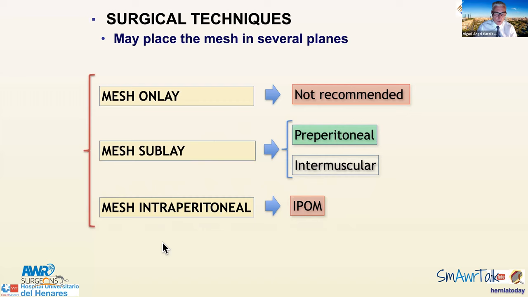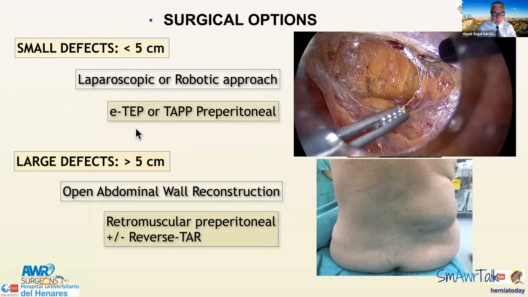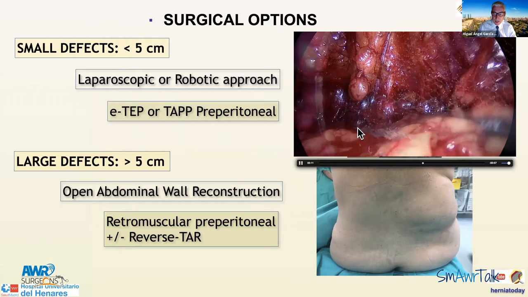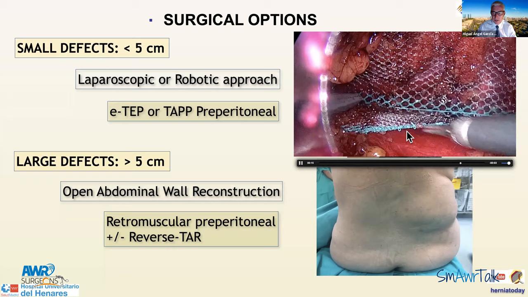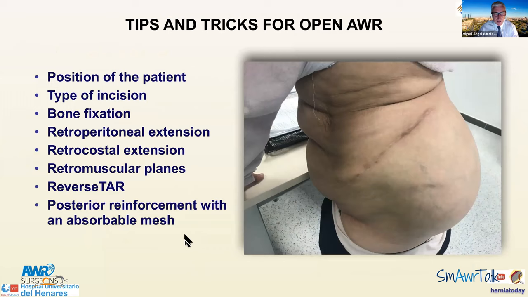So our current approach is that in small defects, less than 5 centimeters, we are trying to make an ETEP or TAP approach to cover this very small defect over the iliac crest, and we place our mesh with a taco configuration over the psoas muscle, and I think it's quite a good way to go. In large defects, we haven't tried the ETEP yet, but after Ram's talk today, we will have to try to do something about that, of course, and try to improve. In large defects, we try to make an abdominal wall reconstruction with the use of retromuscular plus a reverse TAR. So the tips and tricks may be very useful to do this.